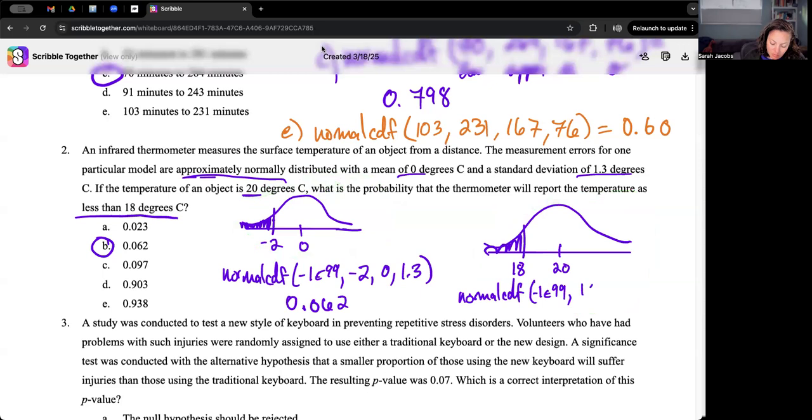But now our upper boundary is this 18. The mean is now 20 because we shifted that mean up, but the standard deviation is still just 1.3. When you put this into normal CDF, and we've got negative 18, we get exactly the same answer. So either way to think about it is great. Whatever makes the most sense for your brain, do that.